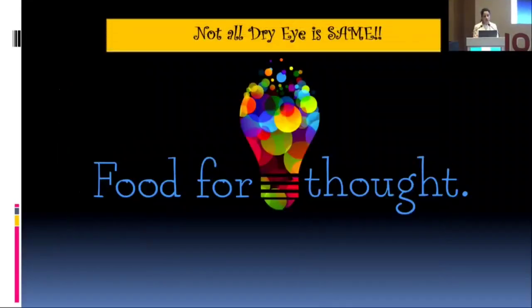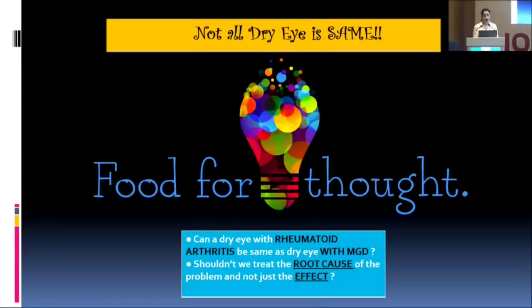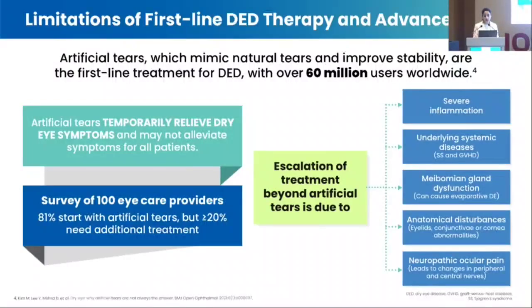So the food for thought is that not all dry eye is the same. You cannot treat a dry eye due to rheumatoid arthritis the same as that with MGD. So it's important to treat the root cause and not just the effect. Artificial tears mimic natural tears and are the first line of treatment, but we need to escalate the treatment if there is severe inflammation or underlying systemic disease. If you know the patient has some autoimmune disease going on, GVHD, or rheumatoid arthritis or thyroid, you need to understand this dry eye is going to trouble you a bit more and needs more attention.